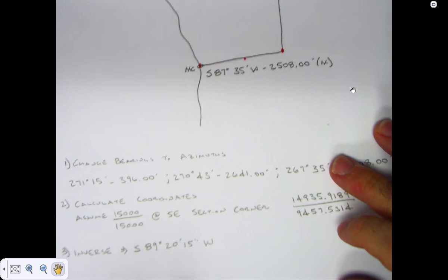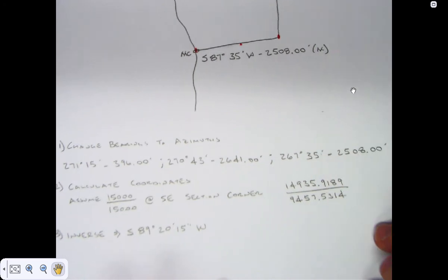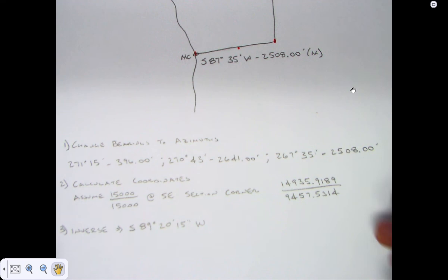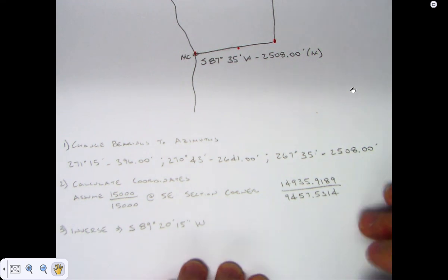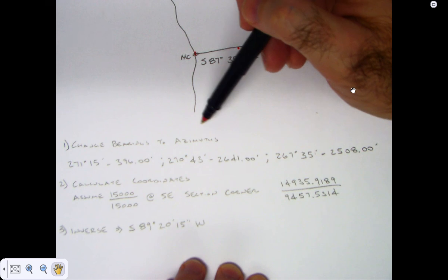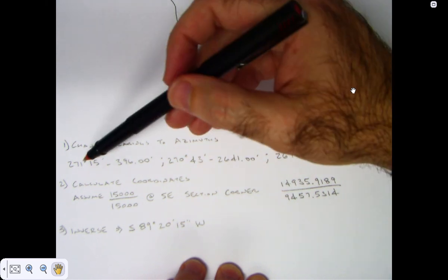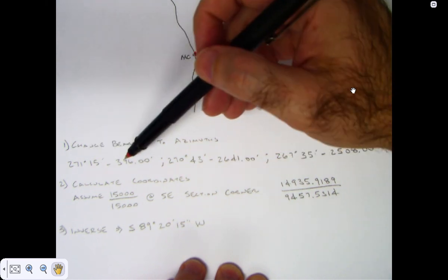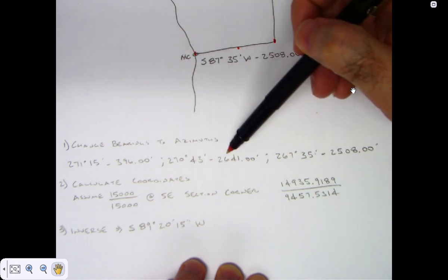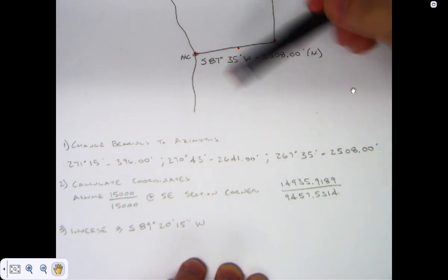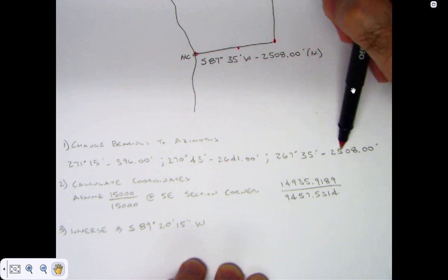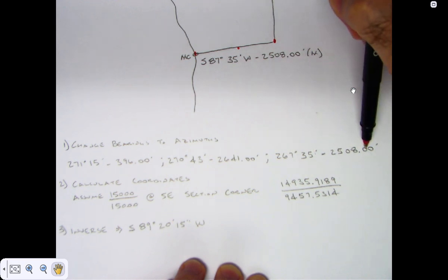I'm going to show you an easy way to calculate a weighted mean just using coordinate geometry. The first thing you want to do is change the bearings to azimuths. So 271 degrees 15 minutes, 396 feet; 270 degrees 43 minutes, 2,641 feet; and 267 degrees 35 minutes, 2,508 feet. So I've changed them all to azimuth.